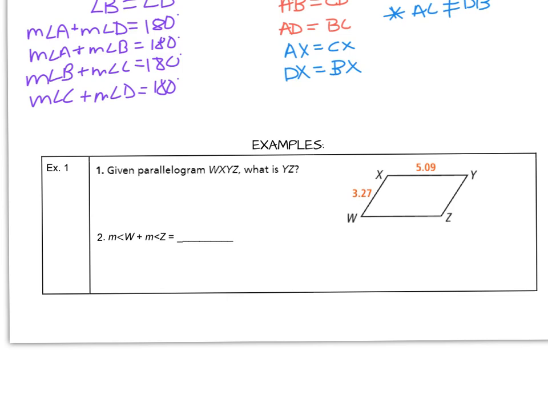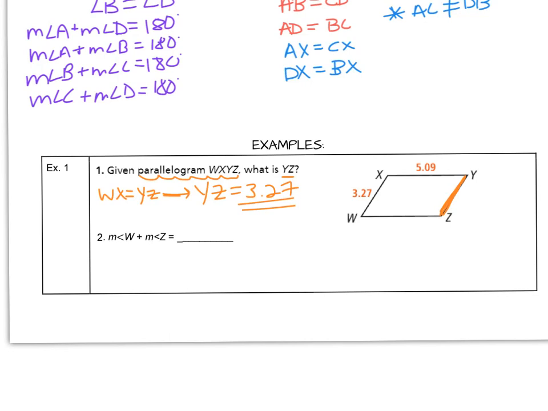Let's take a look at example 1 down below. Given parallelogram WXYZ, what is YZ? If I'm using two letters, that means we want that side length from Y to Z. Now, by definition, WX is equal to YZ if this is a parallelogram. Simple enough, that makes YZ equal to 3.27. If you know one side length, the opposite side length is always the same.